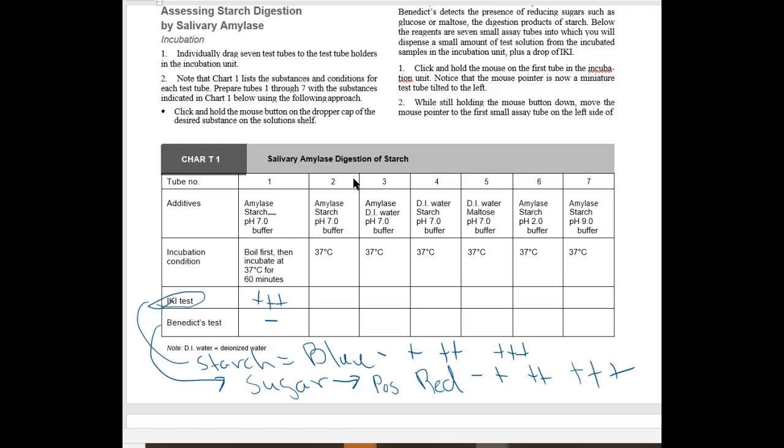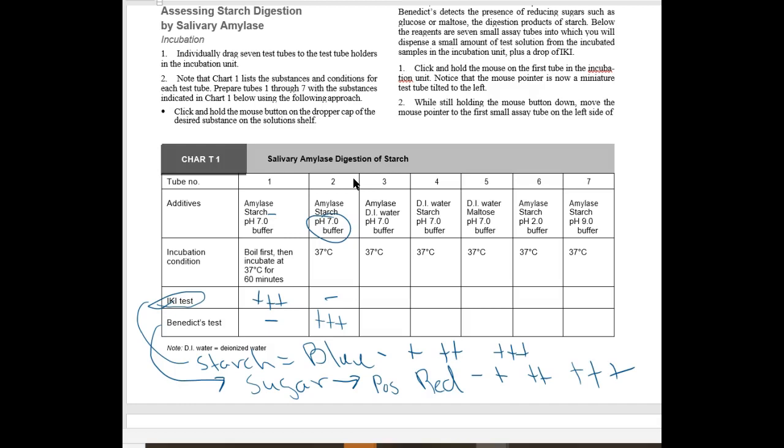Here we have amylase, starch, pH of 7. We are supposed to look at this and say these are ideal conditions because amylase is in our saliva and amylase is in our small intestine, which does have a relatively neutral pH. The secretions in the duodenum neutralize most of the stomach acid. So here at this pH, 37 degrees, amylase should work. So you should have no starch left over because the amylase digested it all, and then lots of sugar.